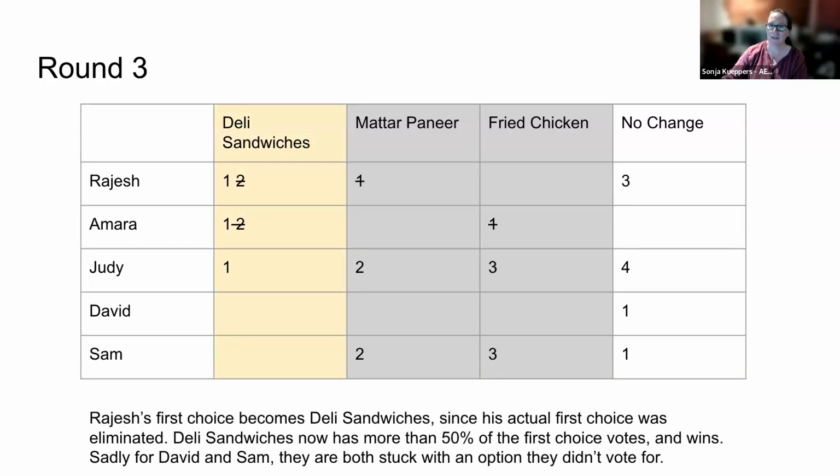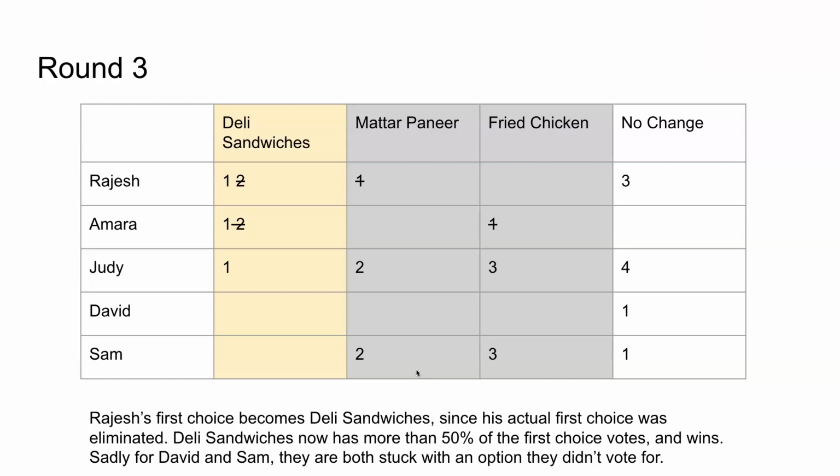Sure. Actually, it's right here where Mater Paneer wins out over no change. So Mater Paneer gets eliminated because it is the least popular of the remaining options at this point. And Rajesh's number 1 rank vote had been assigned to Mater Paneer, because his vote is no longer valid, right? Mater Paneer is no longer in the calculation. So therefore, we look for Rajesh's second choice and assign it a number 1 rank. And that turns out to be deli sandwiches.